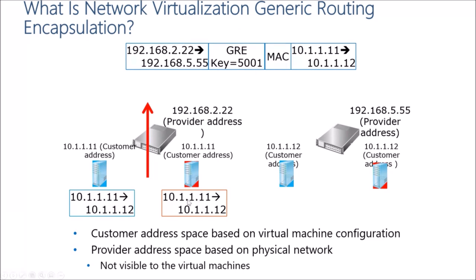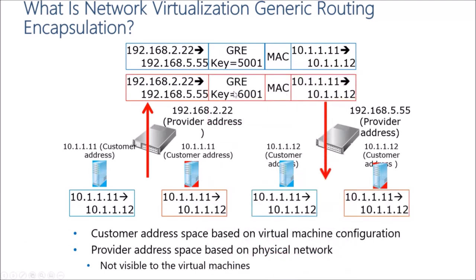Let's talk about the red now. The red is the same. This guy wants to talk to this guy, same physical network infrastructure, but you can see that the GRE key is 6001. So what's really happening is it's communicating over the virtual switch, gets encapsulated on the physical network, gets to the other server, gets decapsulated, strips off this physical IP addressing, looks at the GRE key, works out that the GRE key in this case is 6001, is meant for this red company, then puts it on the red company's network, and it gets there.